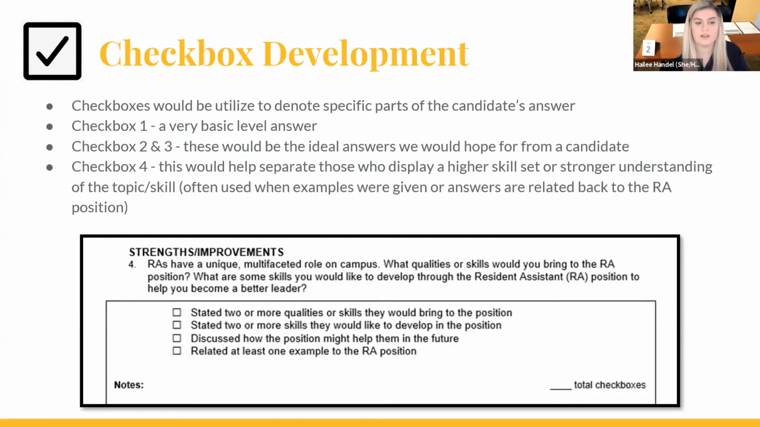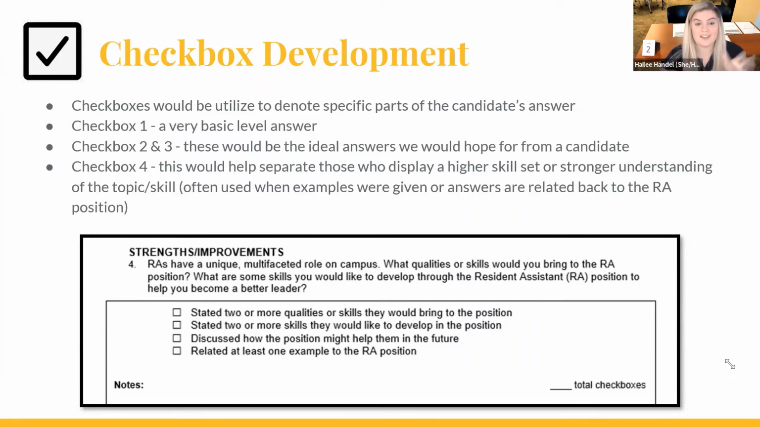So we included an example of a real question that we used during our RA interview. I'll read it aloud. RAs have a unique, multifaceted role on campus. What qualities or skills would you bring to the RA position? What are some skills you would like to develop through the RA position to help you become a better leader? So checkbox 1, the very basic level answer, would be answering that first question. Stated 2 or more qualities or skills they bring to the position, because that's what we asked first. And so that should be your basic answer.